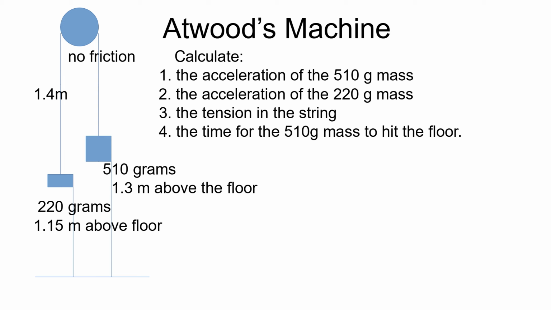There is an imbalance in the masses, so the system will be accelerating. The acceleration of the 220 gram mass. I want to know the tension in the string, and I want to know the time for the 510 gram mass to hit the floor. The 510 grams, its weight is going to dominate the forces in this calculation. So the 510 grams is going to move towards the floor.